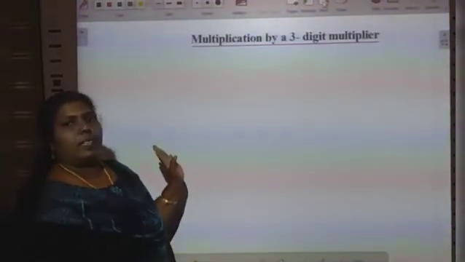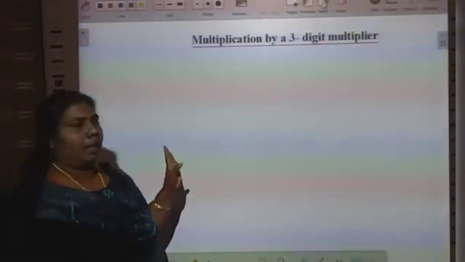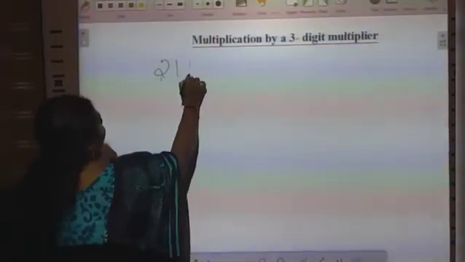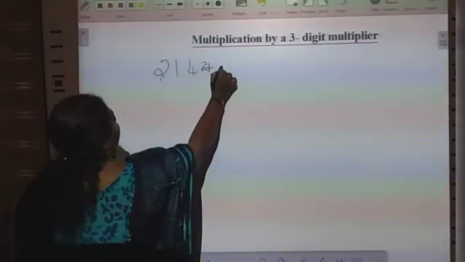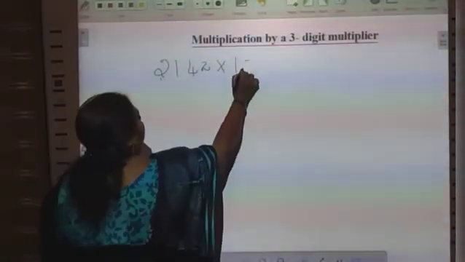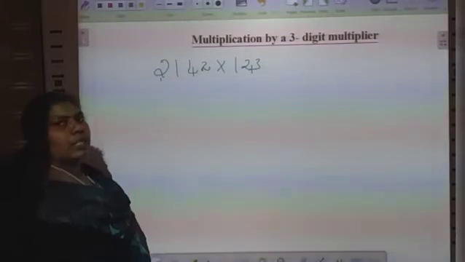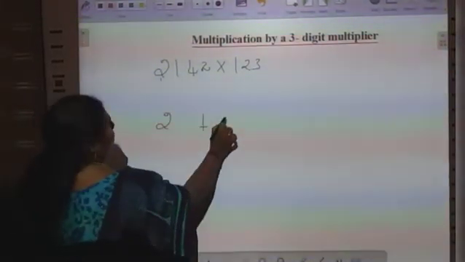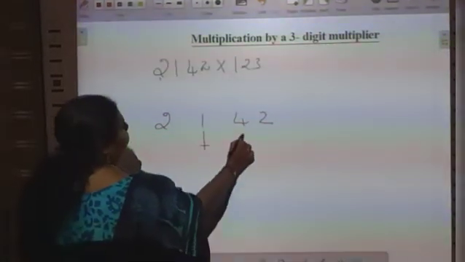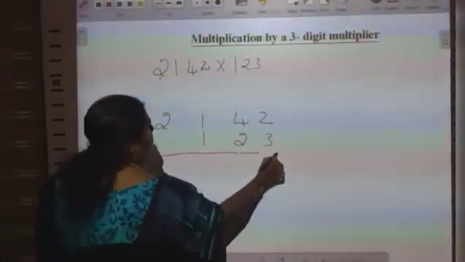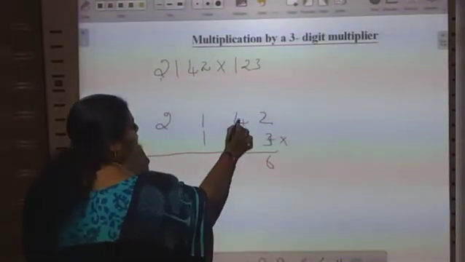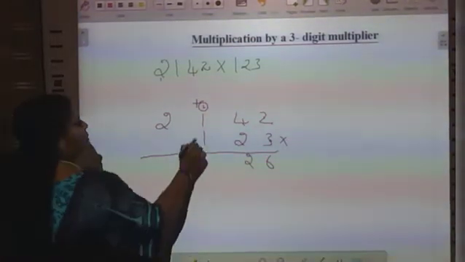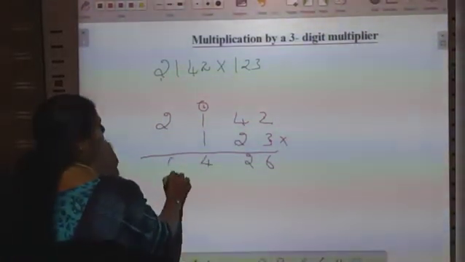So now 3-digit multiplier. We are going to use 3-digit multiplier. Okay. 3-digit multiplier, for example, 2,142 into 3-digit multiplier 123. Yes. 2,142, 123. Multiply 3 2s are 6, 4 3s are 12, 1 carry over, then 3 1s are 3, 3 plus 1, 4. Then 3 2s are 6.